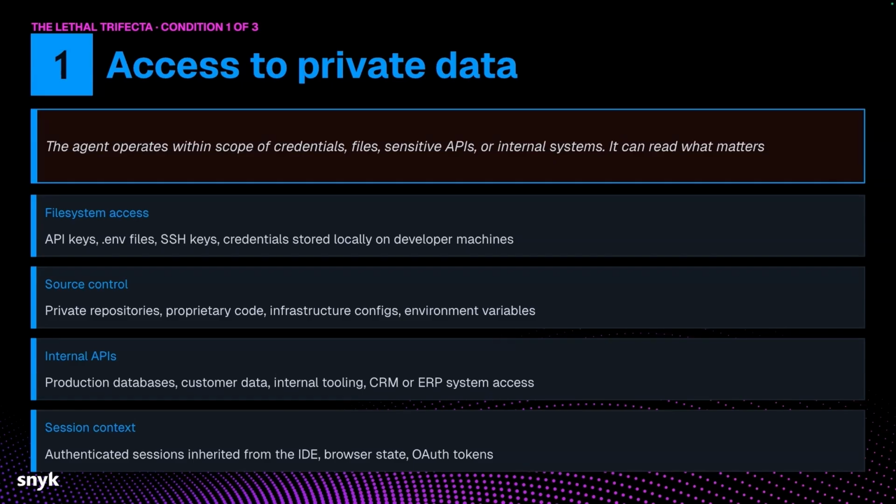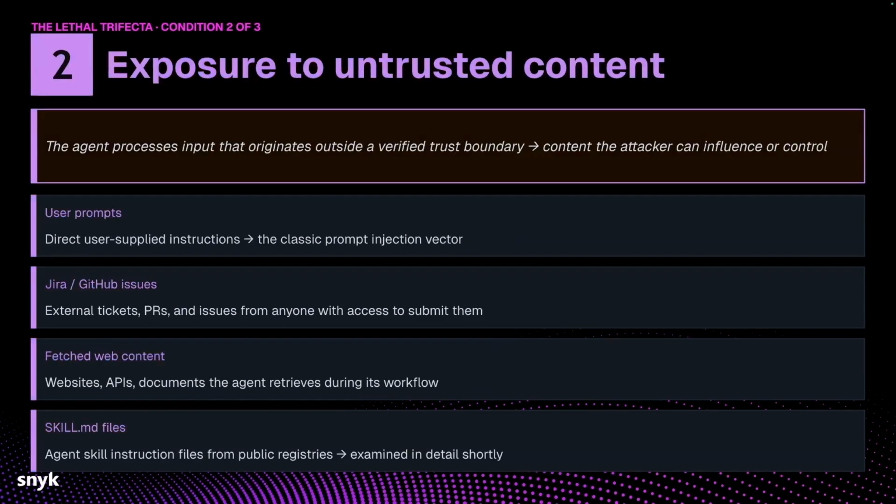Internal APIs, so this would encapsulate everything around production databases, customer data, also a really interesting one for malicious actors, internal tooling, and system access. And the last one, the session context. This is when the agents are authenticated. So they do have authenticated sessions inherited from the IDE or between those different tools, because the agents already have those trusted connections. So that was for the first one, access to private data.